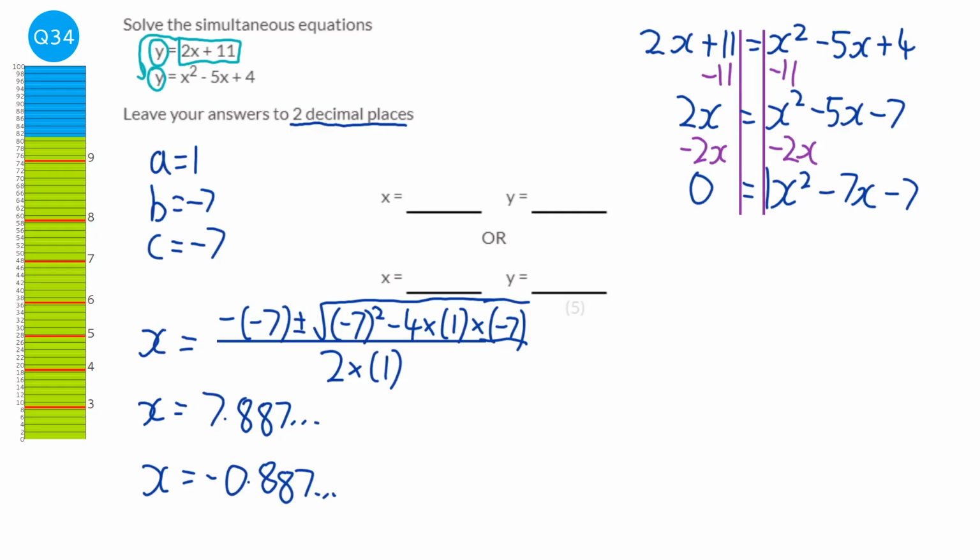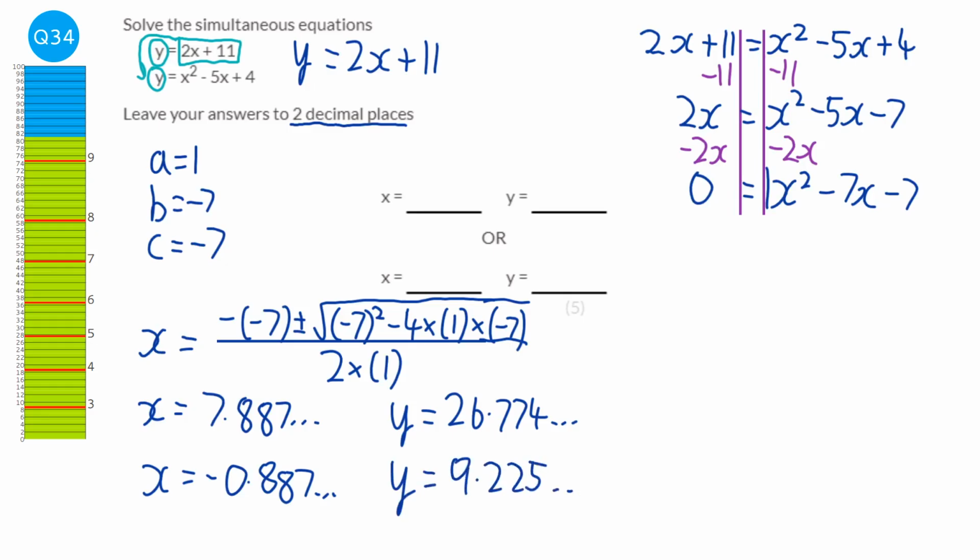But when we solve, we've got to find out the x and the y values. So we look at this first equation here, which says y equals 2x plus 11. It means to find out what y is, all we need to do is times it by 2 and then add 11. So I'm going to do that with the first solution, 7.887 and so on. I times it by 2 on my calculator, and then plus 11. That gives me the answer of 26.774 and so on. Then I do that with the second solution, minus 0.887 and so on, times it by 2, then add 11, and that gives me 9.225 and so on.